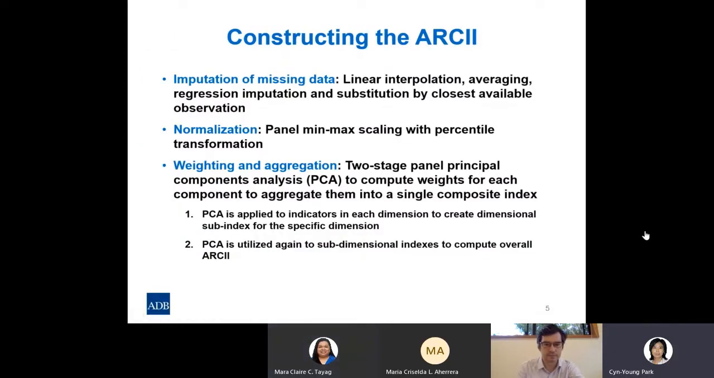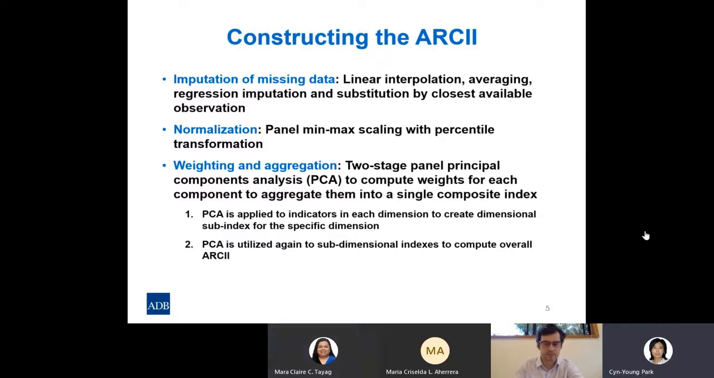When we construct this ARCII, we try to impute missing data through linear interpolation, averaging, regression, and substitution by the closest available observation. And then we normalize these indicators because all of the indicators are slightly different in terms of their qualitative and quantitative characteristics. So we use the panel min-max scaling with the percentile transformation to normalize each indicator.